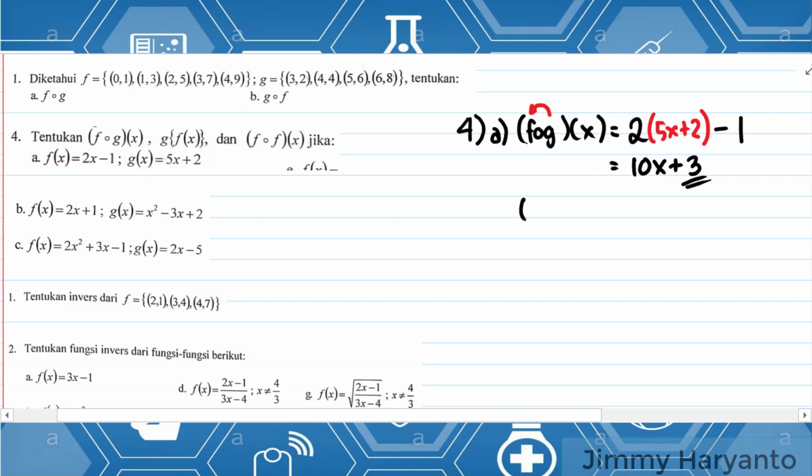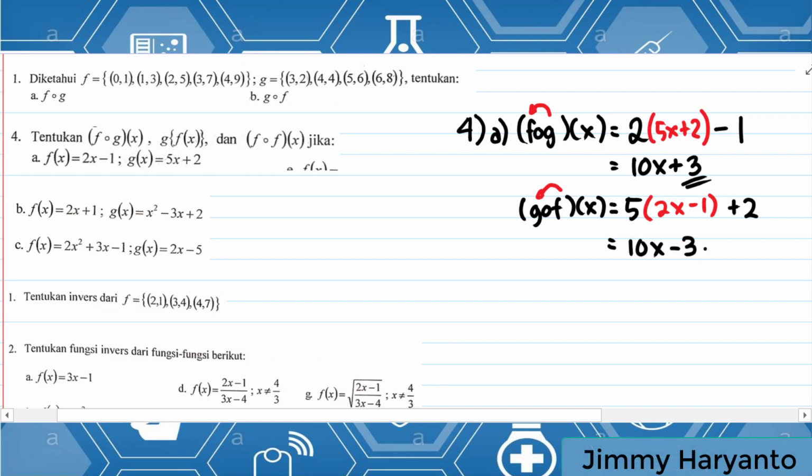That is for FOG. How about GOF? G of F of x is the same as GOF. So you have to put F into G. So you write the G first, 5x plus 2, and then change the x into the F, 2x minus 1. So the result will be 10x minus 5 minus 3.